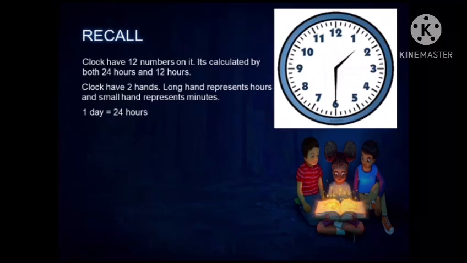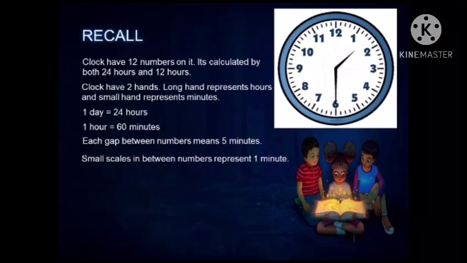1 day is equal to how many hours? Good. 1 day is equal to 24 hours. 1 hour is equal to 60 minutes. 1 minute is equal to 60 seconds. Very good. Each gap between numbers means 5 minutes, like between 1 and 2 there is a gap. That gap is said to be 5 minutes for each number: 1 to 2, 2 to 3, 3 to 4, we call that 5 minutes.